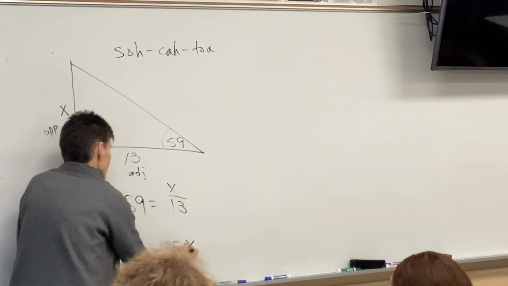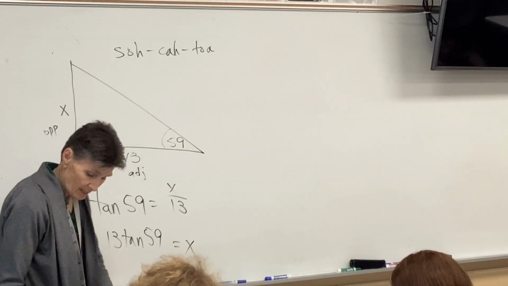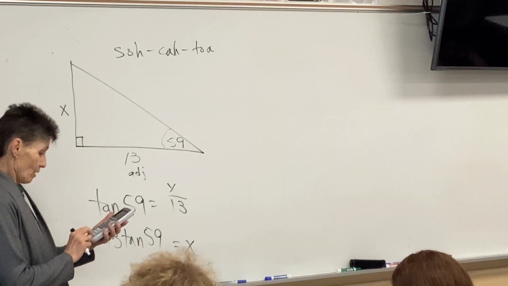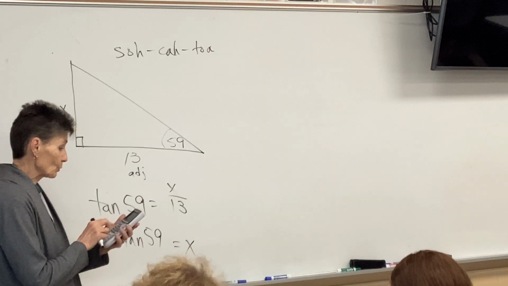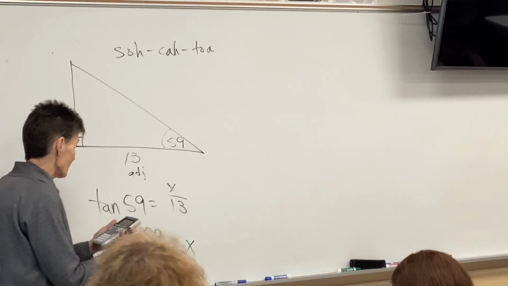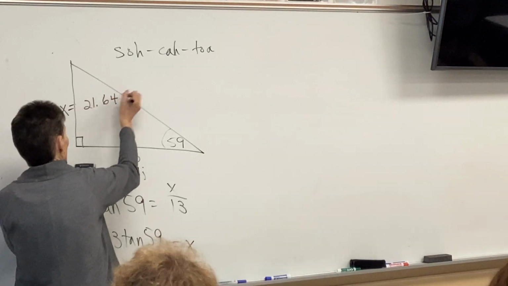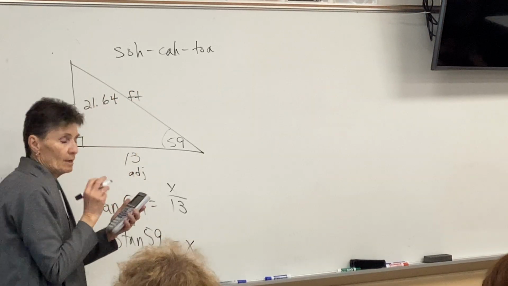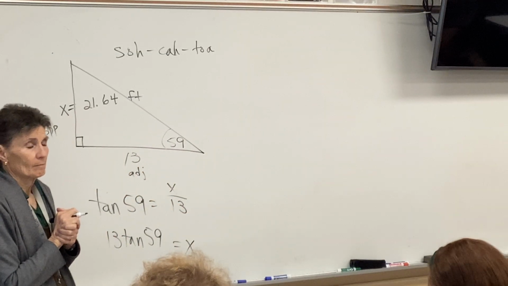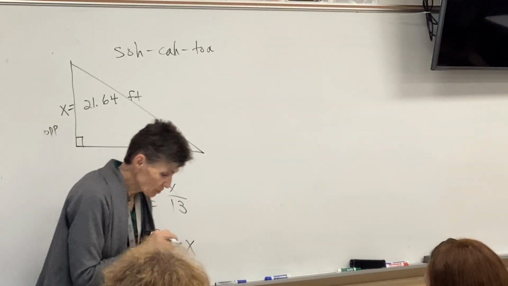All right, opposite over adjacent, so x over 13. Solving for x, so I'll multiply by 13 and type it in. And the height of that tree is 21.64 feet. Remember in our word problems, we are labeling. Okay, last one.